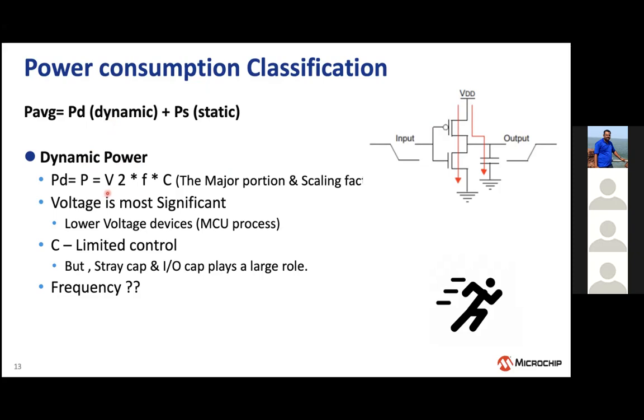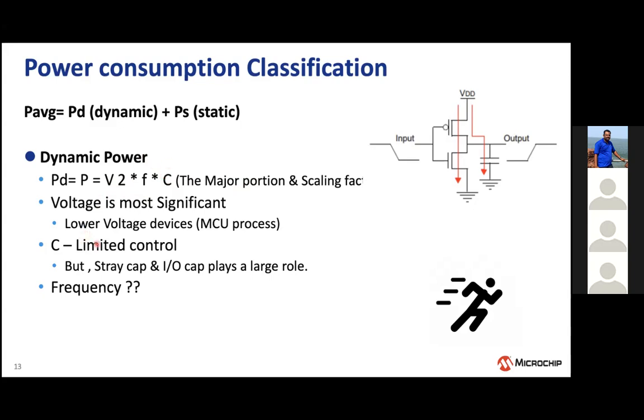This equation actually gives you a very good idea about what happens. It's V square. It's not V multiplied by 2, but instead it's V square times frequency times capacitance. So the major scaling factor here is voltage, because that's V square. That means if you could select an MCU or any other peripheral which is of lower voltage, that's going to save some power. The current level might increase, but the total power level is going to save some.